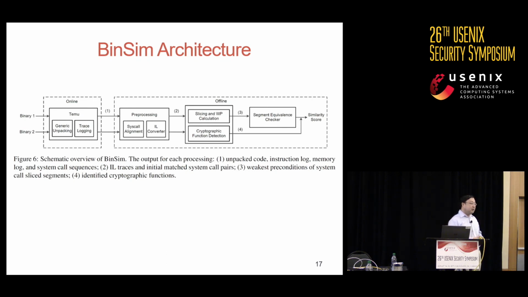First, we have to do some pre-processing. For example, we do the system call alignment, and we transfer the instruction sequence to an intermediate language. The purpose of this intermediate language is to make our following steps very easy. For example, we can quickly identify some corner cases of implicit control flow dependencies, which I will discuss later. We also detect the existence of crypto functions. If we identify a cryptographic function, we terminate symbolic execution, and we still perform the segment sequence equivalence checker for the other slices. The output of BinSim is the similarity score, which shows how similar these two binary codes are or not.